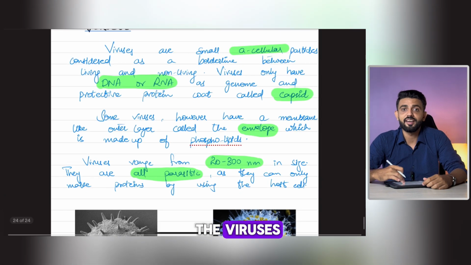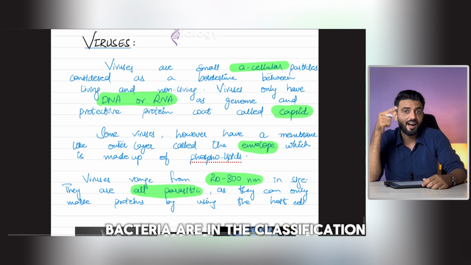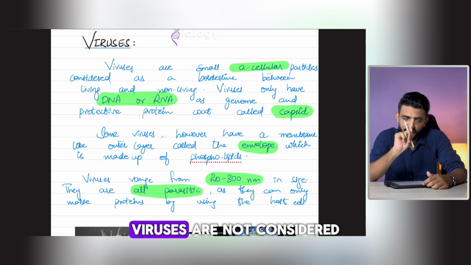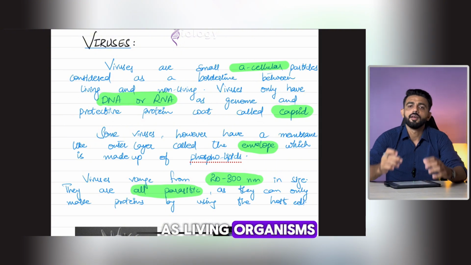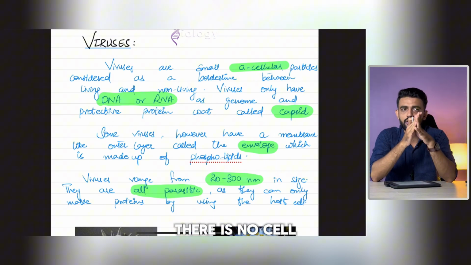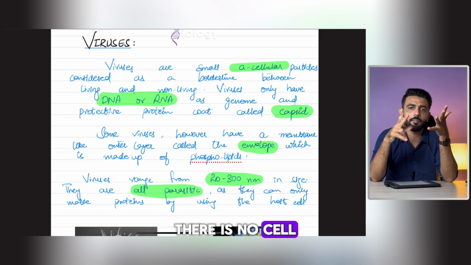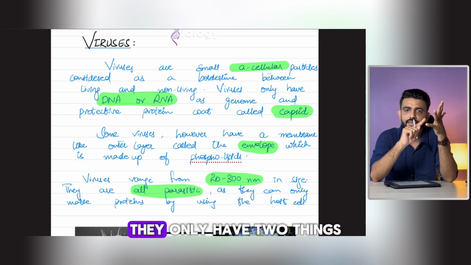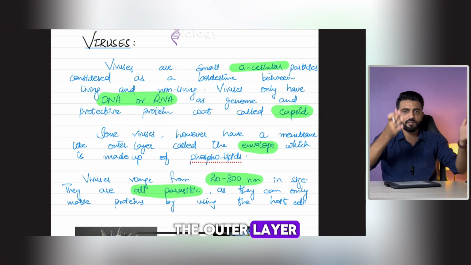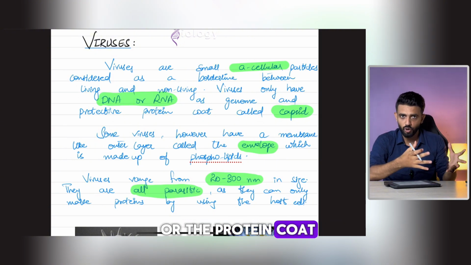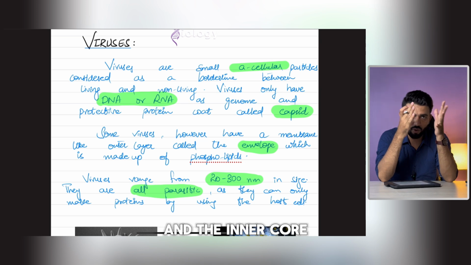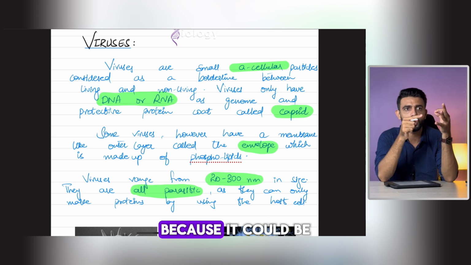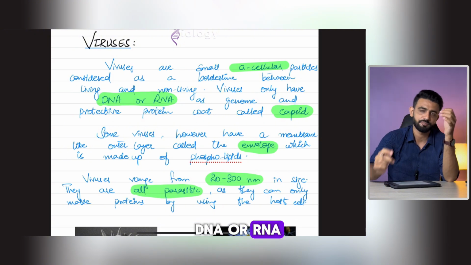And then we have the viruses. Bacteria are in the classification. They are considered as living organisms. Viruses are not considered as living organisms, because they are acellular, there is no cell. There is no cell membrane or cell wall or any of those structures that we have previously discussed. They only have 2 things: the outer layer, which is the capsid or the protein coat, and the inner core, which is made up of nucleic acid. Now, I am saying nucleic acid carefully because it could be DNA or RNA.